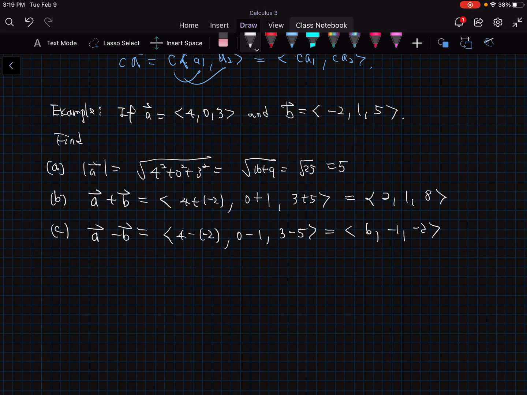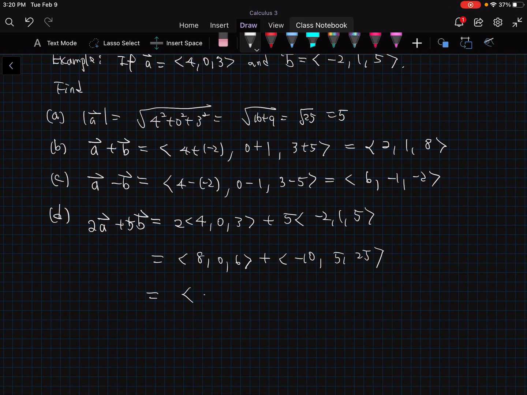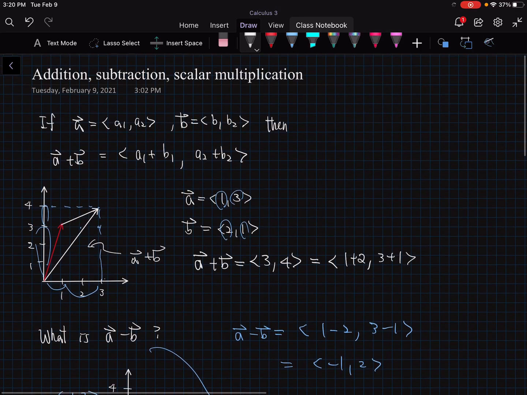Finally, we do a scalar multiplication and combine all the other properties. What is 2A plus 5B? Well, that will be 2 times (4, 0, 3) plus 5 times (-2, 1, 5). That will be (8, 0, 6) plus (-10, 5, 25). Adding this together component-wise, that will be (-2, 5, 31). So that is addition, subtraction, and scalar multiplication.